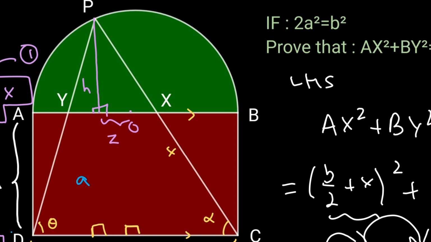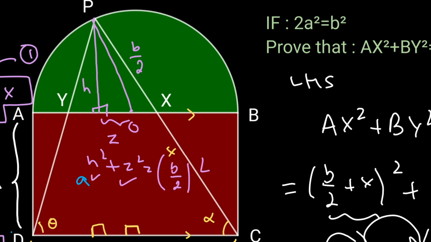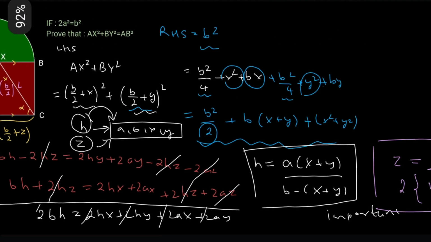Now what if I draw a line segment from the point O to the point P? It will ultimately turn out to be the radius of the semicircle, a line segment from the center to the circumference. The diameter of this semicircle was equal to B, therefore the radius would be equal to B upon 2. So now we can see that here we have a very nice right angle triangle. Therefore by Pythagoras theorem, height square plus base square equals hypotenuse square. So now we can put the values of h and z in this particular equation that we have got over here.